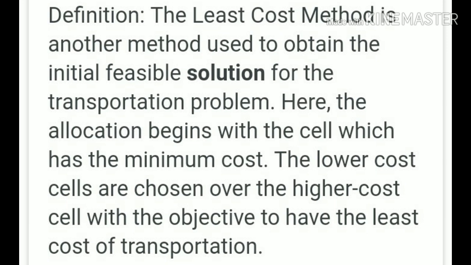First one, least cost method. It is used to obtain the initial feasible solution for a transportation problem. Here the allocation begins with the cell which has the minimum cost. The lower cost cells are chosen over the higher cost cells with the objective to have the least cost of transportation.